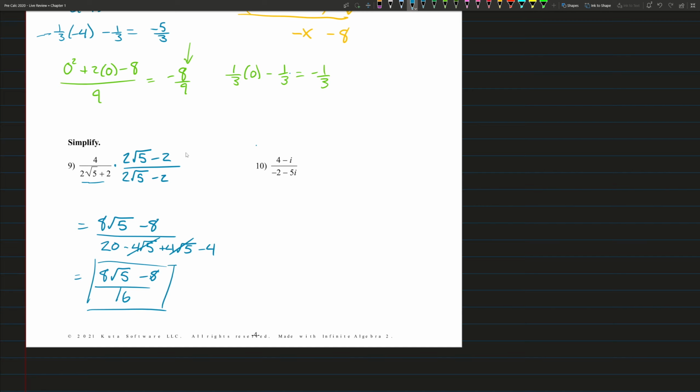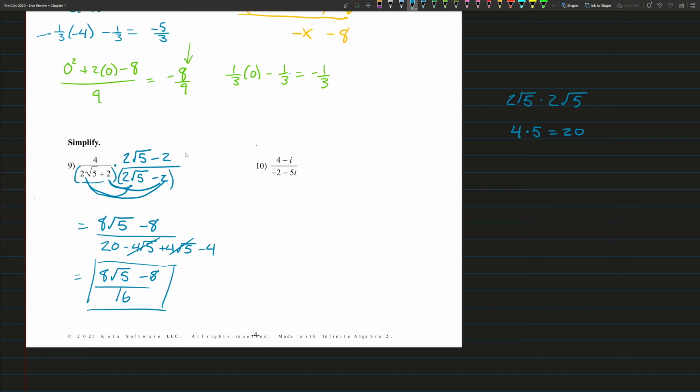So if that seemed really fast, what I was doing is FOILing. I have to FOIL the denominator. So 2 rad 5 times 2 rad 5, that gives me 4 times 5. Just make sure people understand that. 2 rad 5 times 2 rad 5, that's 2 times 2, which is 4. And then rad 5 times rad 5, which is just 5, which is equal to 20. And then you continue to FOIL, and that's how we get all that.